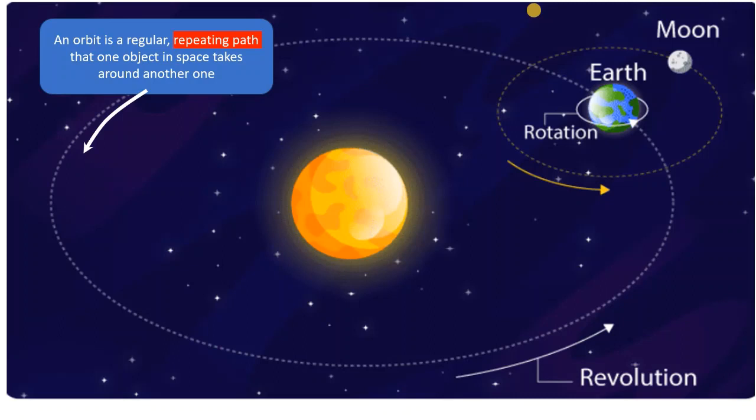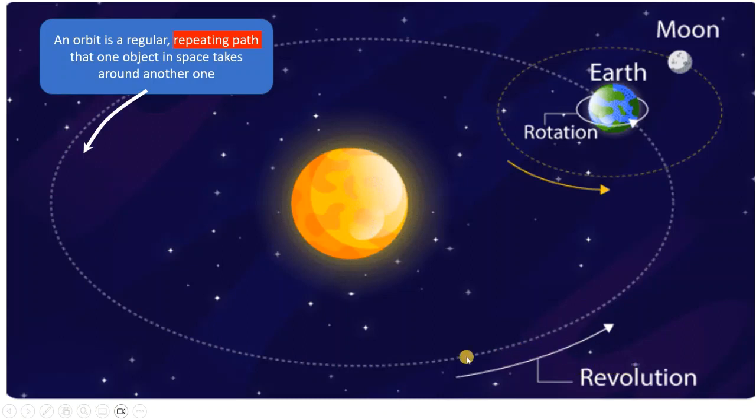The moon can also rotate around its own axis. So take care to know the difference between revolution, that is one object moving around another object, and then also rotation, where an object is spinning or turning on its own axis. Now this, you'll see here in the red, it says an orbit is a regular or a repeating path that an object in space takes around another one. So an orbit is the name that we use for the path in which one object moves around another object.